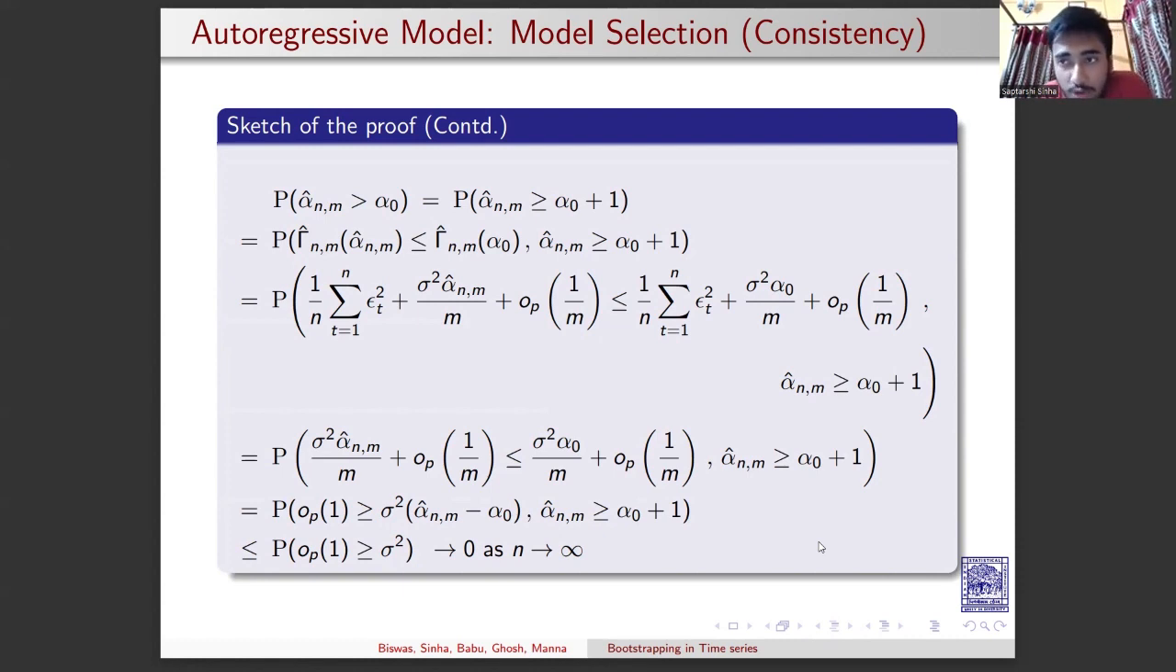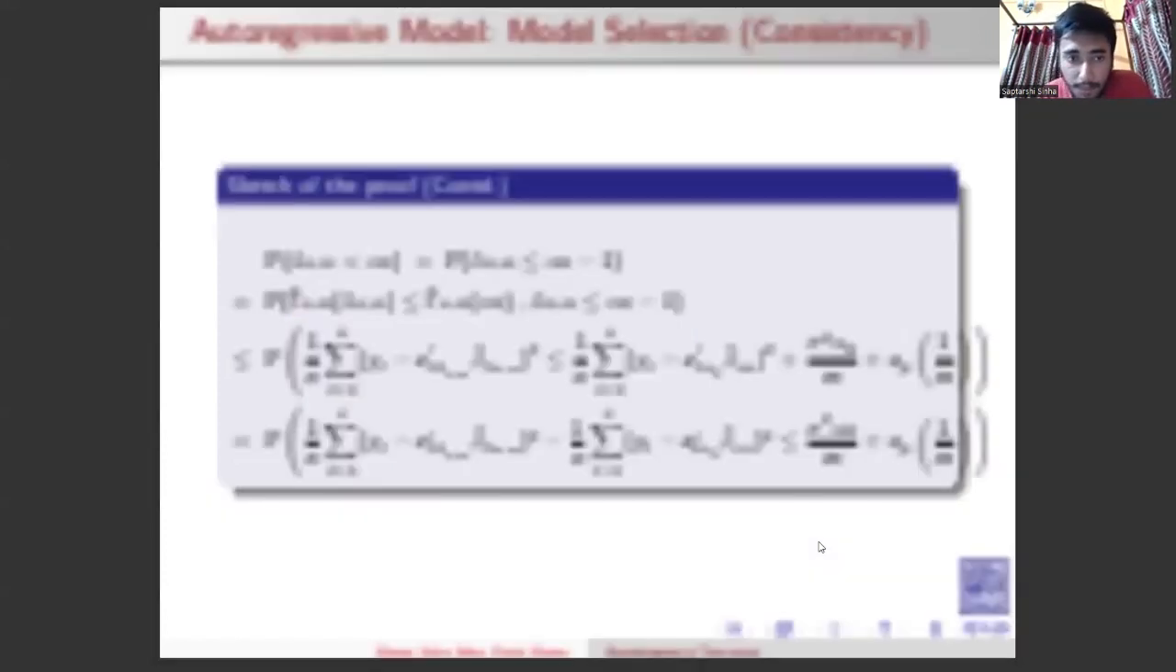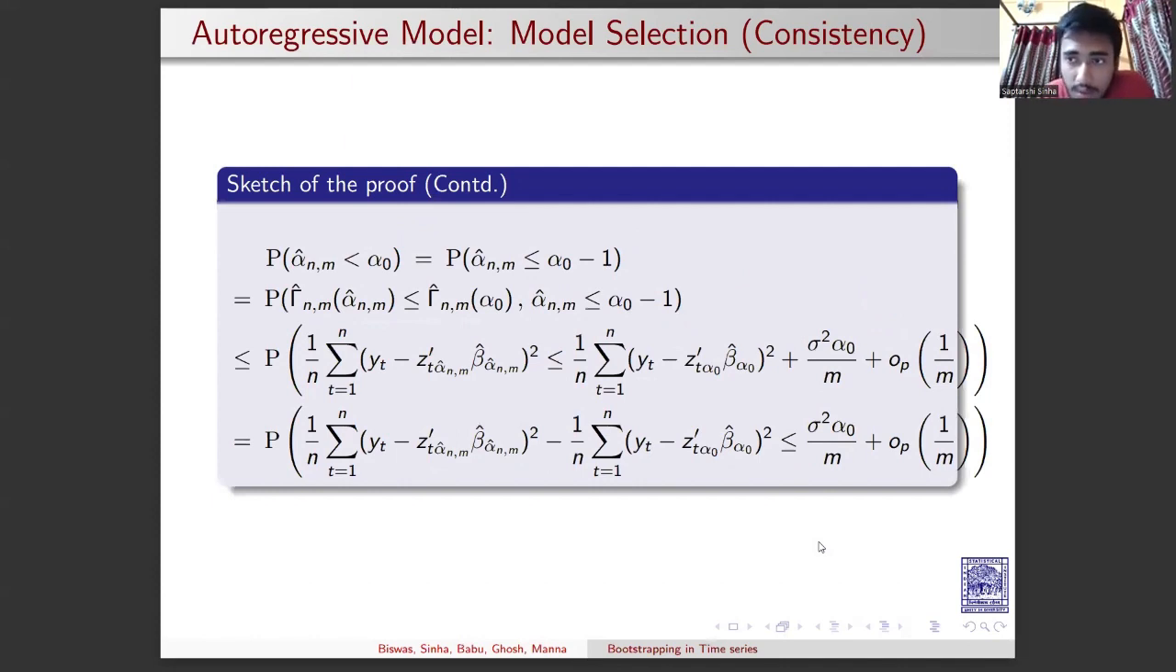Now, using Shao's result, we can say that gamma hat nm has some closed form, some nice form, and we can put that form in and compare to get that the probability of O_P(1) being greater than or equal to some sigma square goes to 0 as n tends to infinity. This is clear by the definition of convergence in probability.